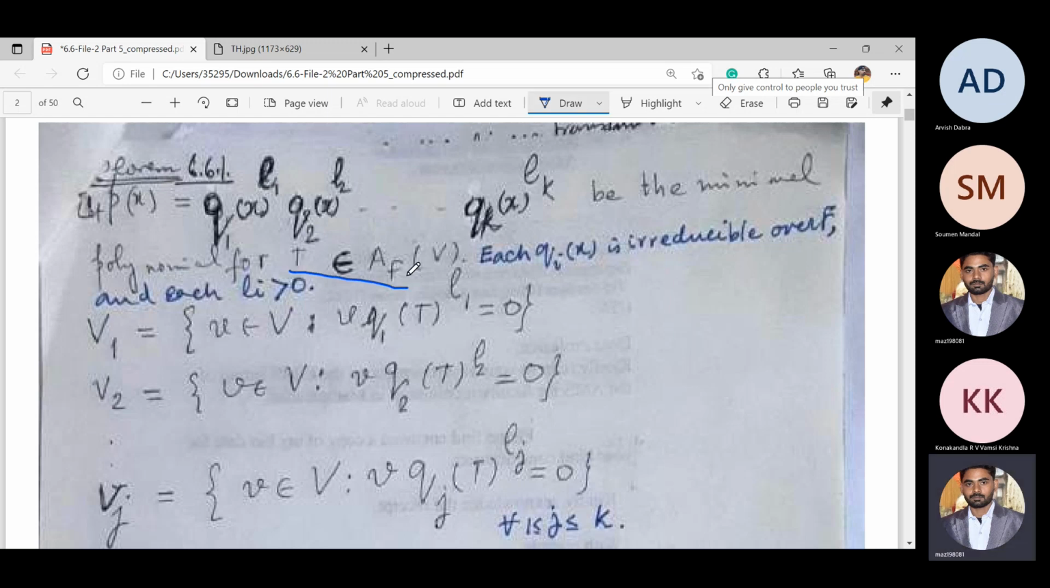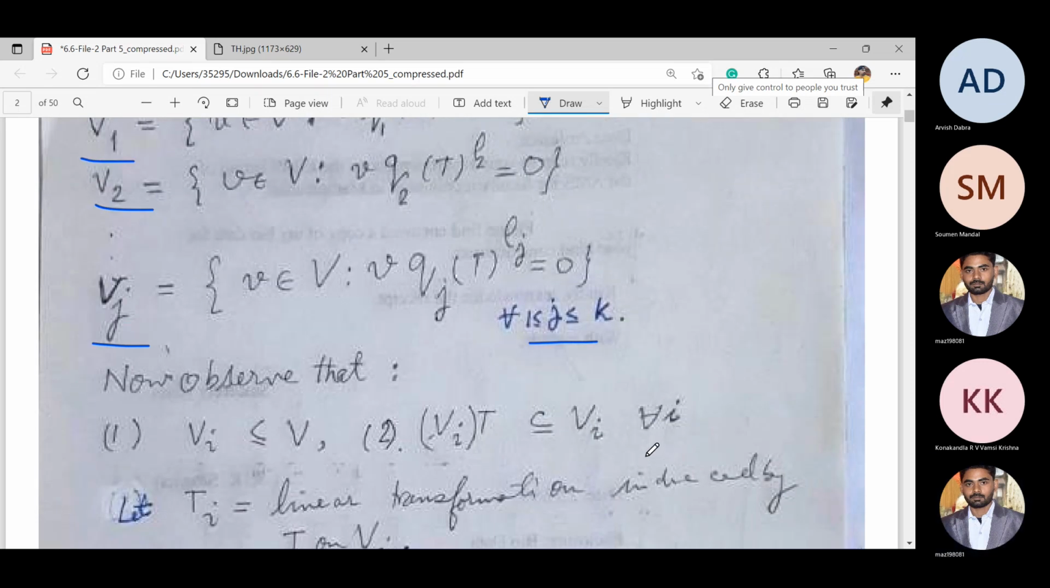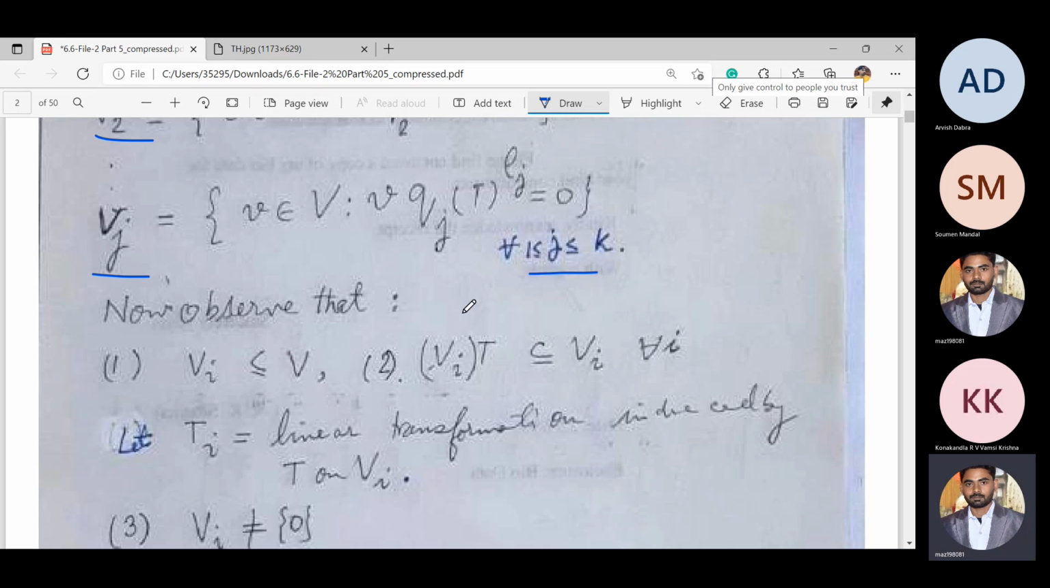It equals q1(x) to the power l1, q2(x) to the power l2, up to qk(x) to the power lk, and each qi(x) is irreducible over the field F. Then we have defined V1, V2 and Vj of this form for all j between 1 and k. So we have to prove these things.